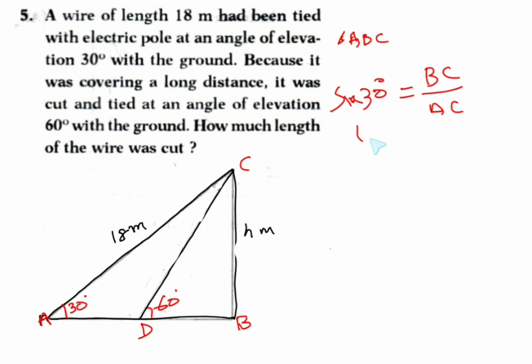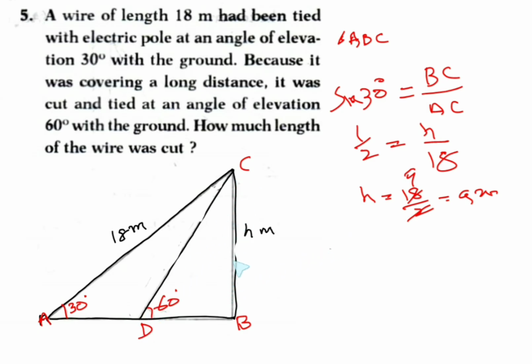Sin 30 value we know is 1 by 2. BC is equal to H meters and AC is equal to 18 meters. So H is equal to 18 by 2. Take the 2 from the left side, the denominator becomes numerator. 2 nines are 18. So H is equal to 9 meters. That pole height is 9 meters. Now we need to find CD.